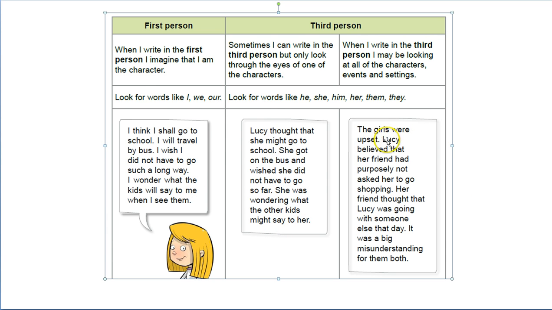Okay, and lastly, the girls were upset. Lucy believed that her friend had purposely not asked her to go shopping. Her friend thought that Lucy was going with someone else that day. It was a big misunderstanding for both of them. Again, it's as if you're looking at this event taking place. So that's the difference between first and third person.